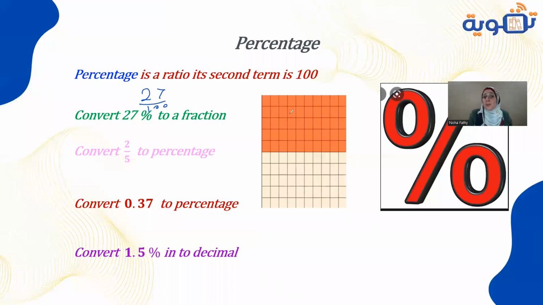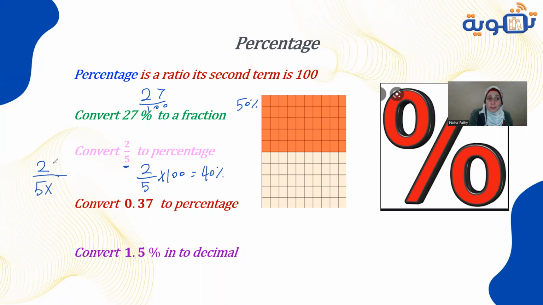So, for example, if you have 100 small squares, and I colored half of it, the percentage is 50% of the colored part. Convert 2 over 5 to percent. How about if you have a normal fraction and I want to convert it to percent? I will multiply 2 over 5 times 100, which equals 40%.